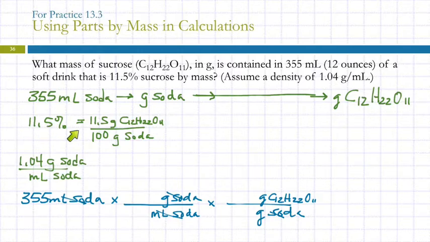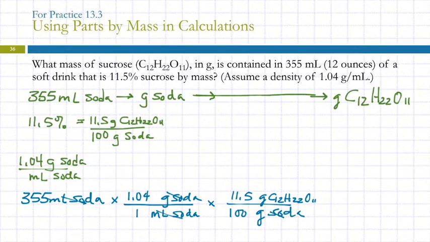So this 11%, 11.5 grams of sucrose per 100 grams of soda. So that's this last term, 11.5 grams of sucrose per 100 grams of soda. And the one in the middle is the density, 1.04 grams of soda per 1 milliliter of soda. So we got all the units to work out, and then we just multiply and divide. 355 times 1.04 times 11.5 divided by 100.